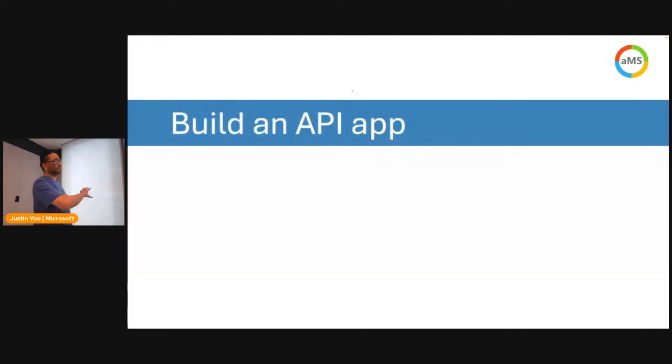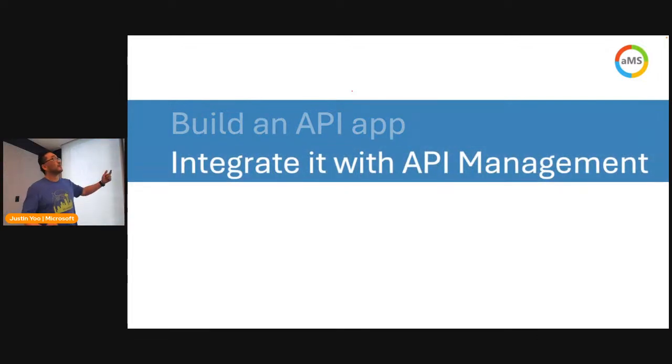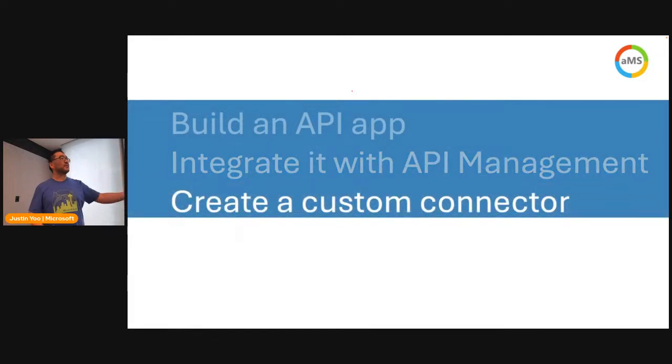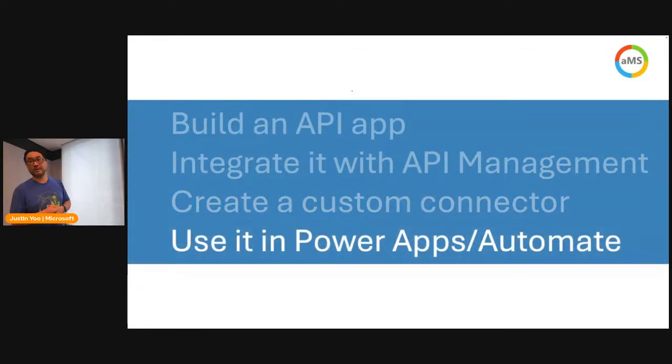But as I said, in terms of how we can integrate our custom connector with our Power Platform, the first step is to build our API application first, or we can choose an existing API application. Then integrate that API application with API Management, so that API Management works as an API gateway. And then we create a custom connector from there.